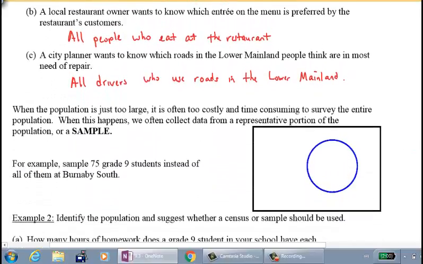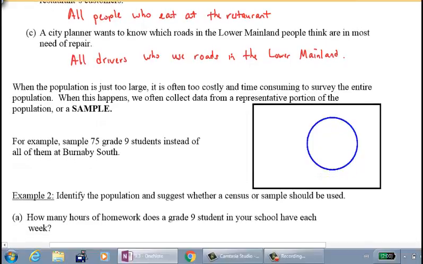So, when a population is just too large, it's often very costly and time-consuming to survey everybody in the population. So when this happens, we often collect data from a representative portion of the population, or a sample. Let's call the entire big box the population, and I'm going to take one small little portion of that population, and that small portion is called the sample. So, if you're talking about grade 9 students as the population, a sample would be a small part, or 75 of the grade 9 students, instead of choosing all of them.